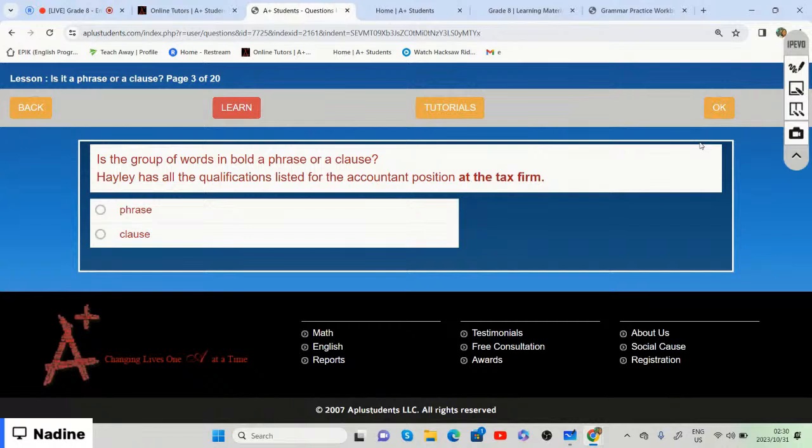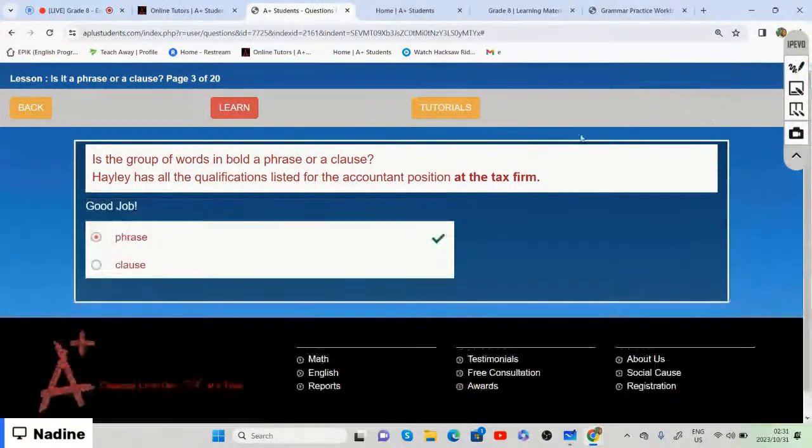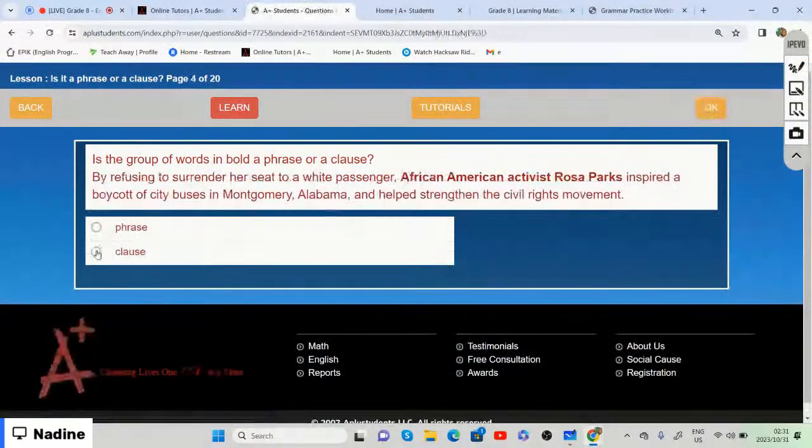So is the group of words in bold a phrase or a clause? Haley has all the qualifications listed for the accounting position at the tax firm. So at the tax firm, is that a clause or is that a phrase? So we can say this is a phrase. It's not a clause. At the tax firm, so it is a phrase.